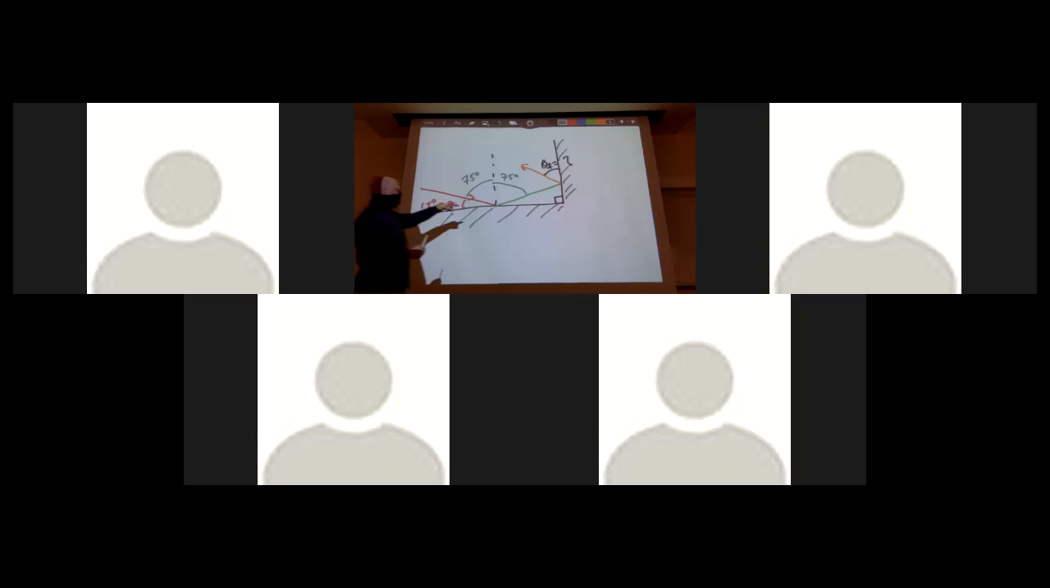Since that's 75 degrees, we also know that this angle on here is 15 degrees. So let's go ahead and write that one in too. So this one must also be 15 degrees. Okay?